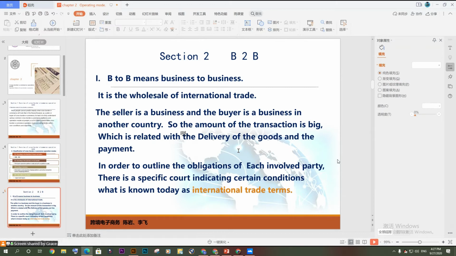Because now we are talking about cross-border e-commerce, so that is international trade. And if the operation mode is B2B, that is the wholesale of international trade. Wholesale, why do we say that is wholesale? Wholesale means the amount of the transaction is big. And also, it is related with the delivery of the goods and the payment.